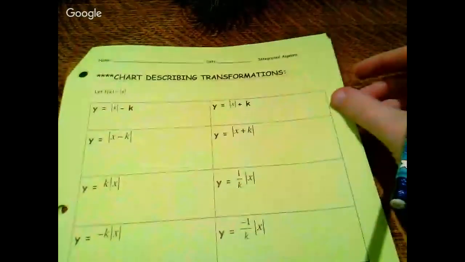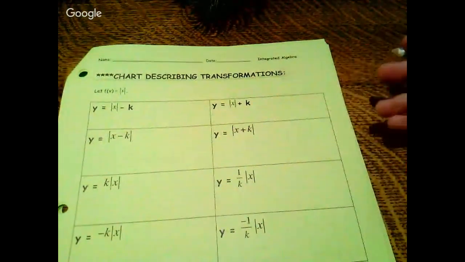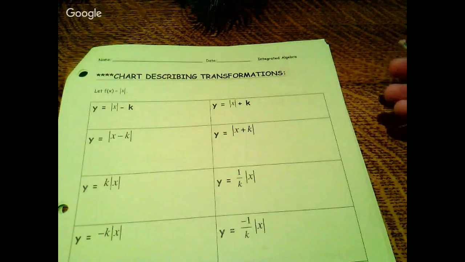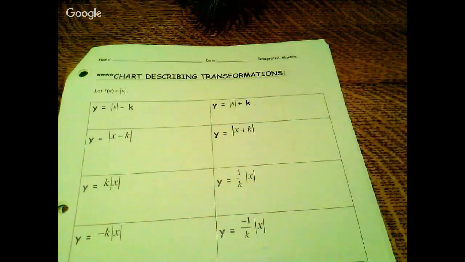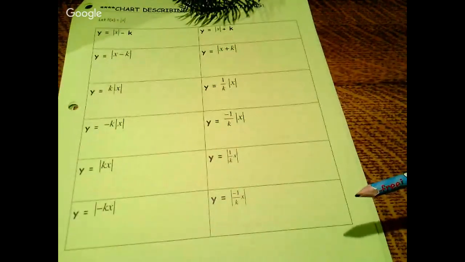Let's take a look here. We have a chart describing transformations. I wish I was here to do this with you in person, but alas, I am not. So these are all of the different types of ways that we can write an absolute value function from a transformation, right? And there are quite a few of them.